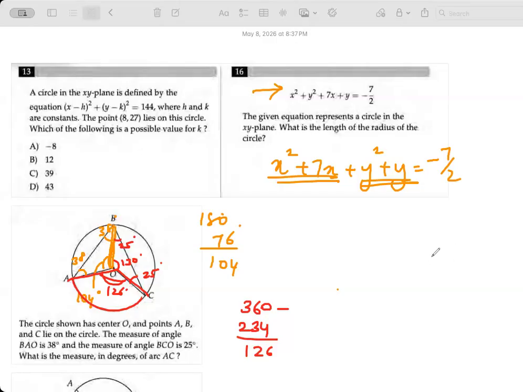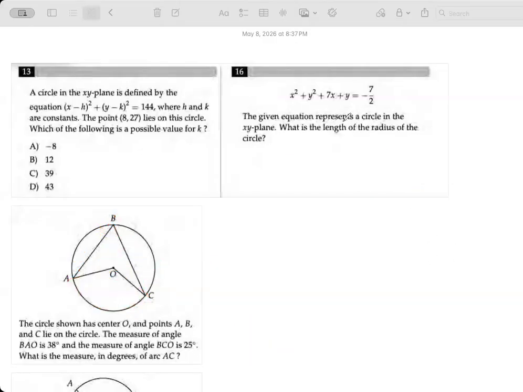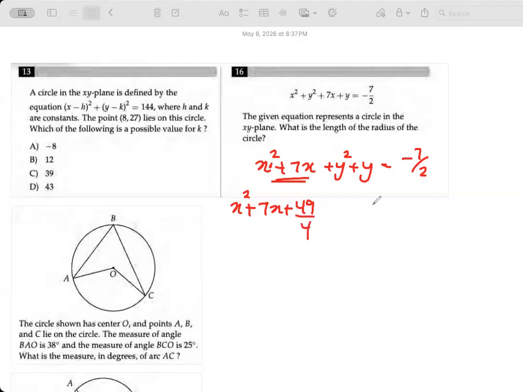Guys, coming to this one, completing squares. The equation represents a circle. x squared plus 7x, you have to complete the square. How do you complete squares? b by 2, and then y squared plus y, you need to complete the square. So here b by 2a is 7 by 2, the whole square, 49 by 4. x squared plus 7x plus 49 by 4. Then I have to have a minus 49 by 4, which goes to the other side.